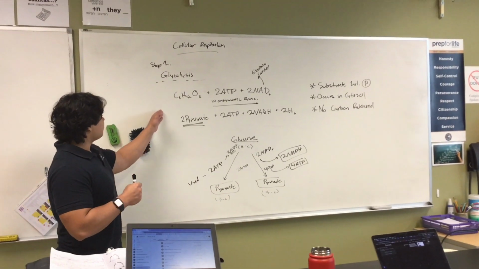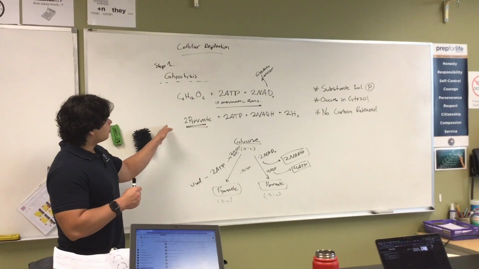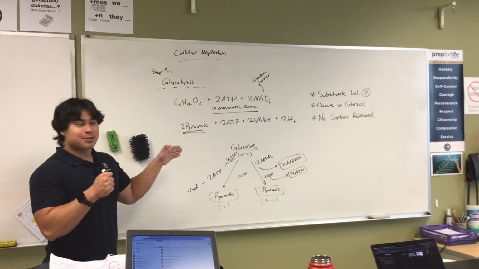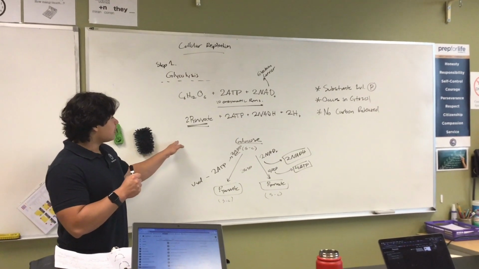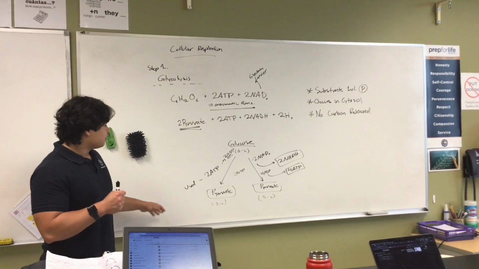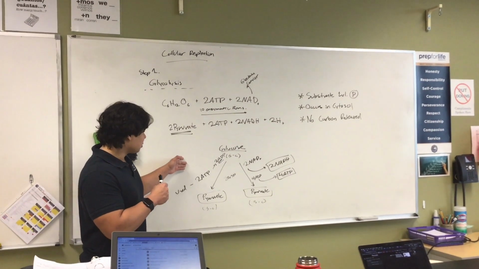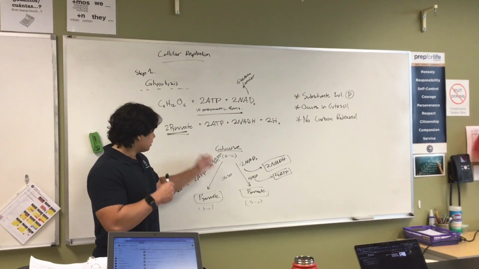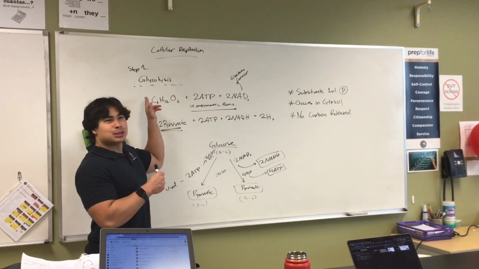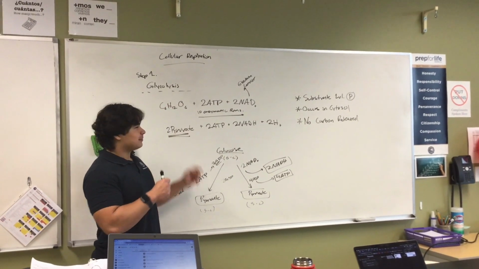If you look at the reactants here, we have glucose, ATP, and electron carriers. After 10 enzymatic reactions, we get 2 pyruvate, again ATP, NADH, and 2 H+. Now we have this nice diagram here that also shows the glucose being broken down into 2 pyruvate. And so this is the first step in cellular respiration and making ATP.